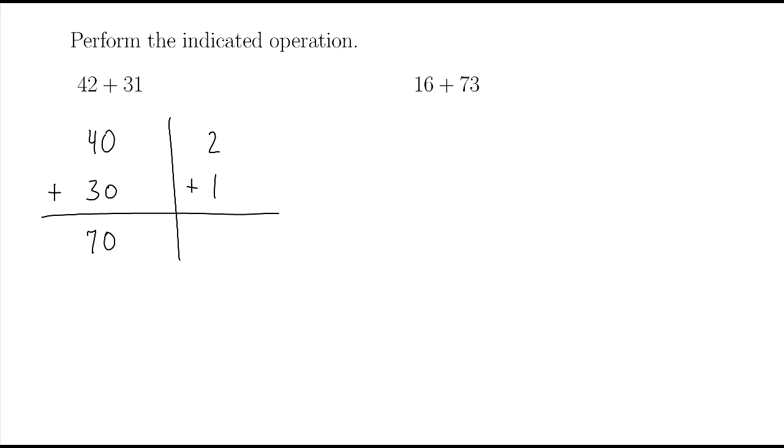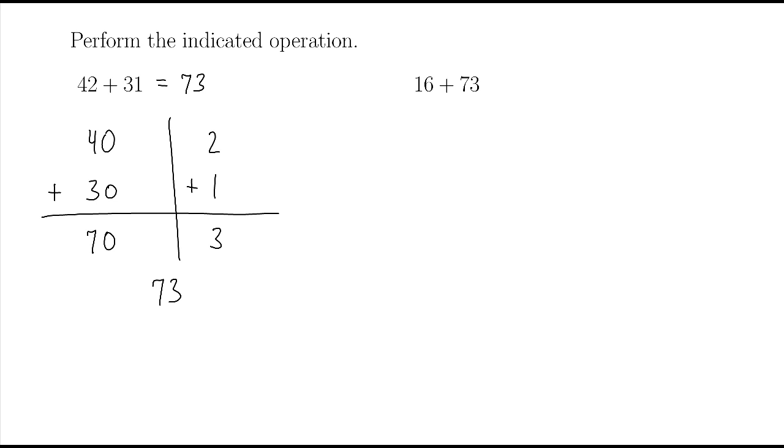And 2 plus 1, we're working with single objects, right? So 2 objects plus 1 object is 3. Okay, so now my result is 70 and 3, which we can just put together and get 73. So we know that the result of 42 plus 31 is 73. Okay, let's do the same thing with 16 and 73.